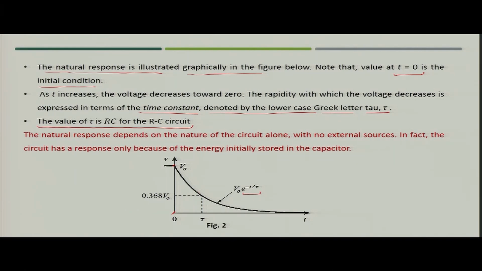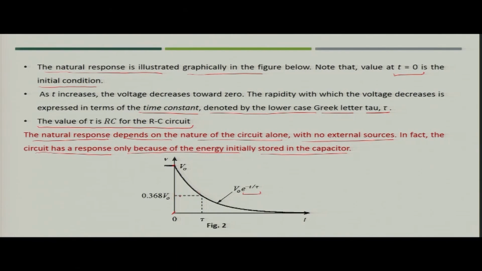So, the natural response depends on the nature of the circuit alone, with no external sources. In fact, the circuit has a response only because of the energy initially stored in the capacitor. So, the natural response will have only the internal energy to be dissipated in the circuit.